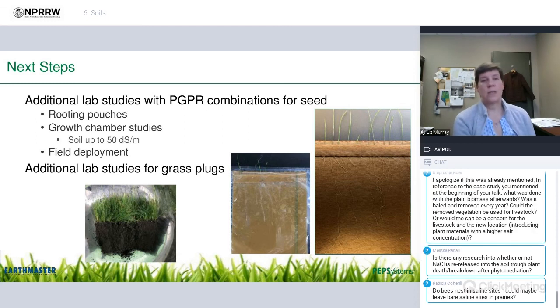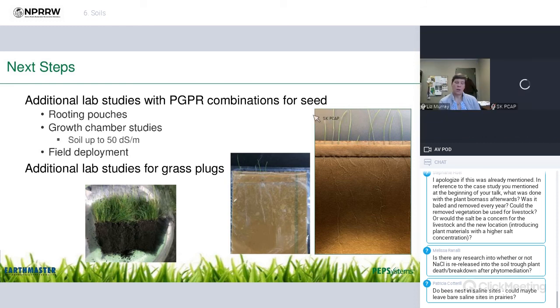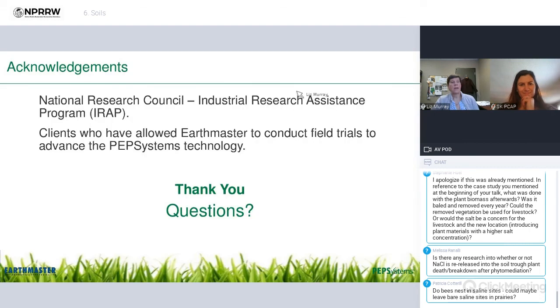And so we're looking at doing some PGPR combination studies, both with rooting approaches, growth chamber studies, and some field deployment studies, as well as some additional lab studies for the grass plugs, and hopefully some more field trials with those grass plugs to do more enhanced reclamation studies.